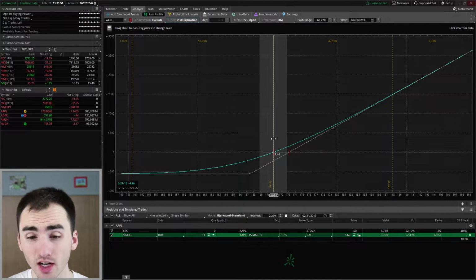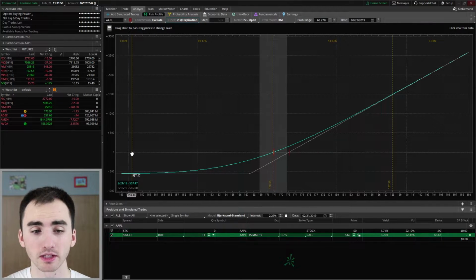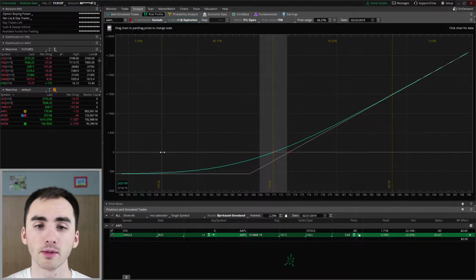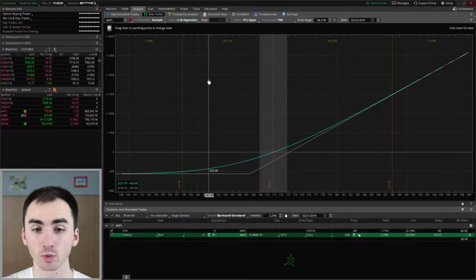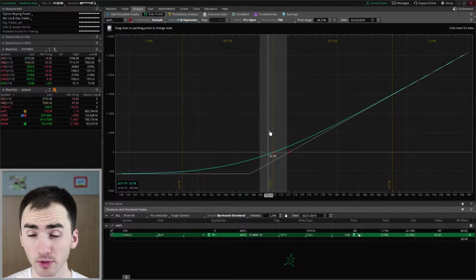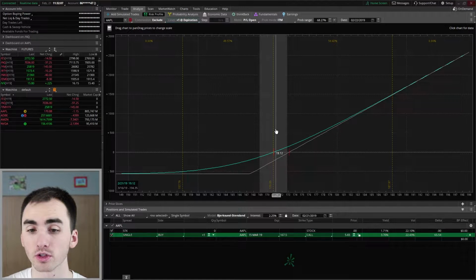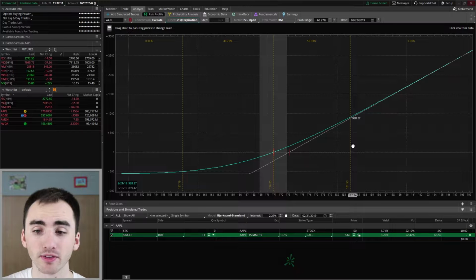So you'll notice these dotted lines in the background here and see these percentages up here. Now these are showing you probability percentages. So the probability that the stock will stay between here and here is about 50%, and the probability that the stock will go from here and here within this time frame is about 50%.